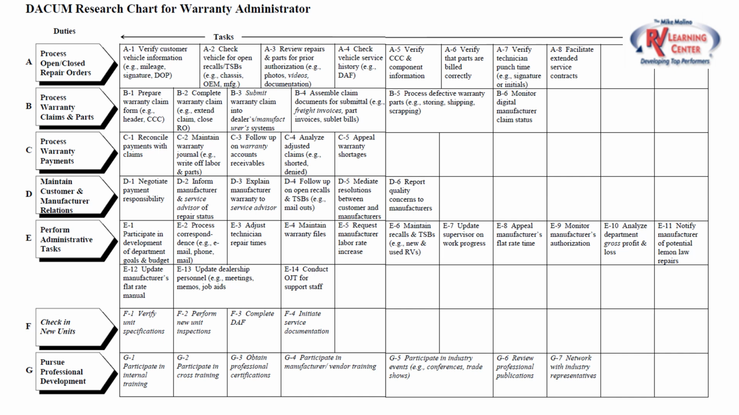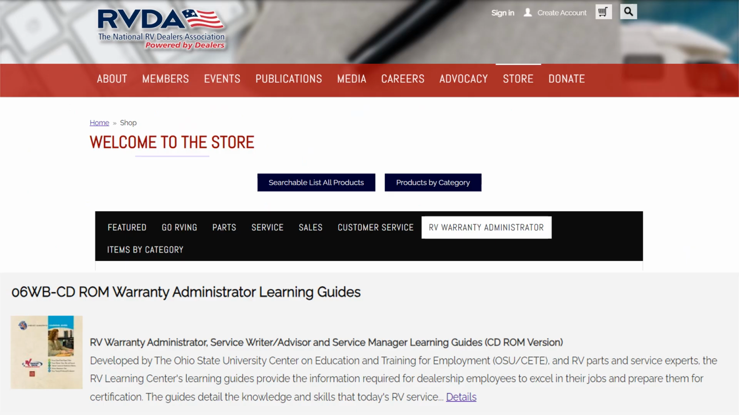The principles of working as a warranty administrator are broken down into duties on the left and tasks to the right as indicated in the DACOM chart. With instructional content from the best-selling Warranty Administrator Learning Guide, plus input from RV industry experts from across the country, instructional designers organized the course into 11 modules.